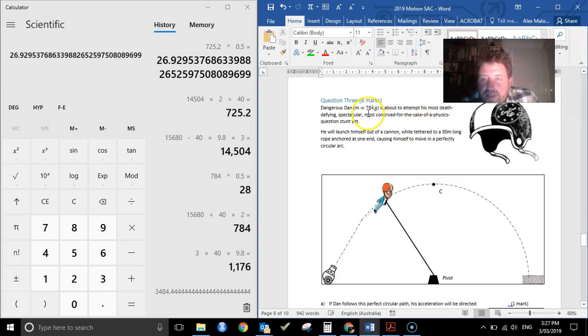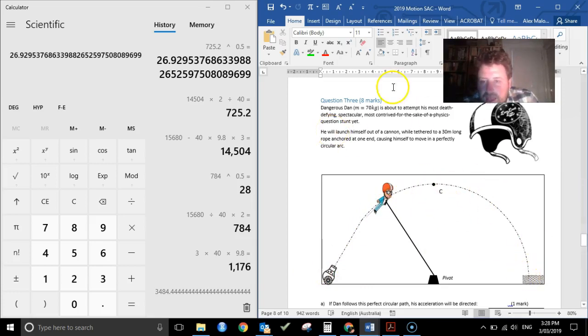Alright, Dangerous Dan, he's got a mass of 70 kilo. He's trying to do this tethered cannonball jump. Seems dangerous because he'd be experiencing big forces, but it does make sure that he will actually hit the net. It doesn't matter how fast he gets launched. As long as he stays on that circular path, he'll definitely end up there.